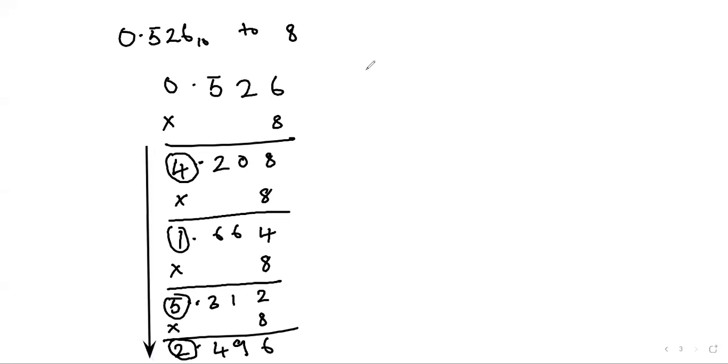So take it down. Therefore, 0.526 base 10 is the same as what? You read it from top down, which is 4152. It is the same thing as 0.4152 base 8. So it's very simple as that.